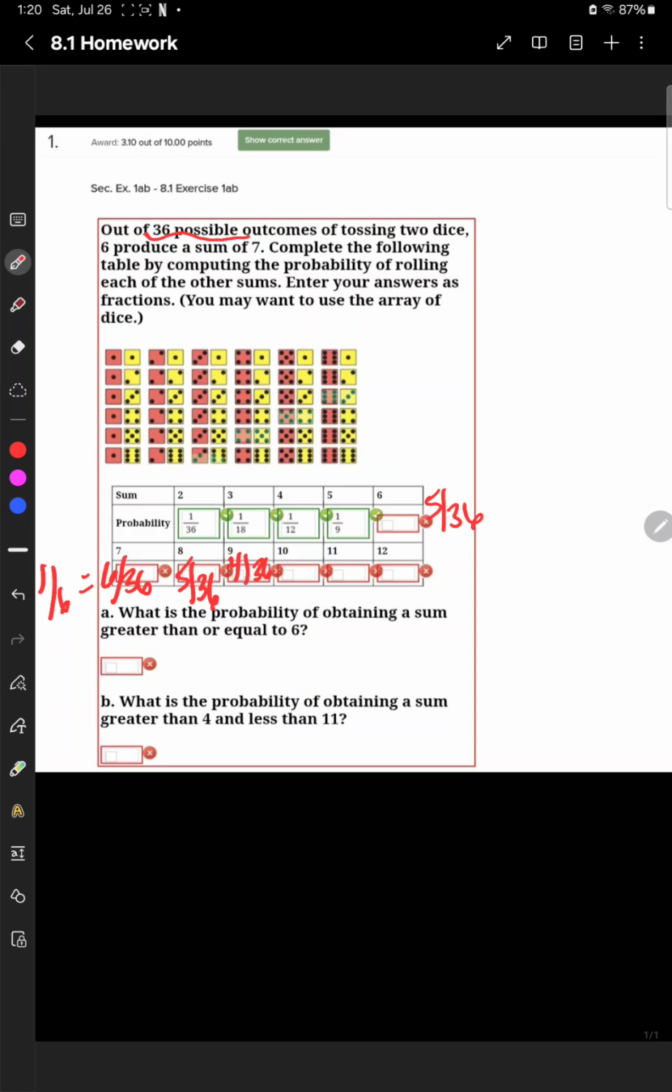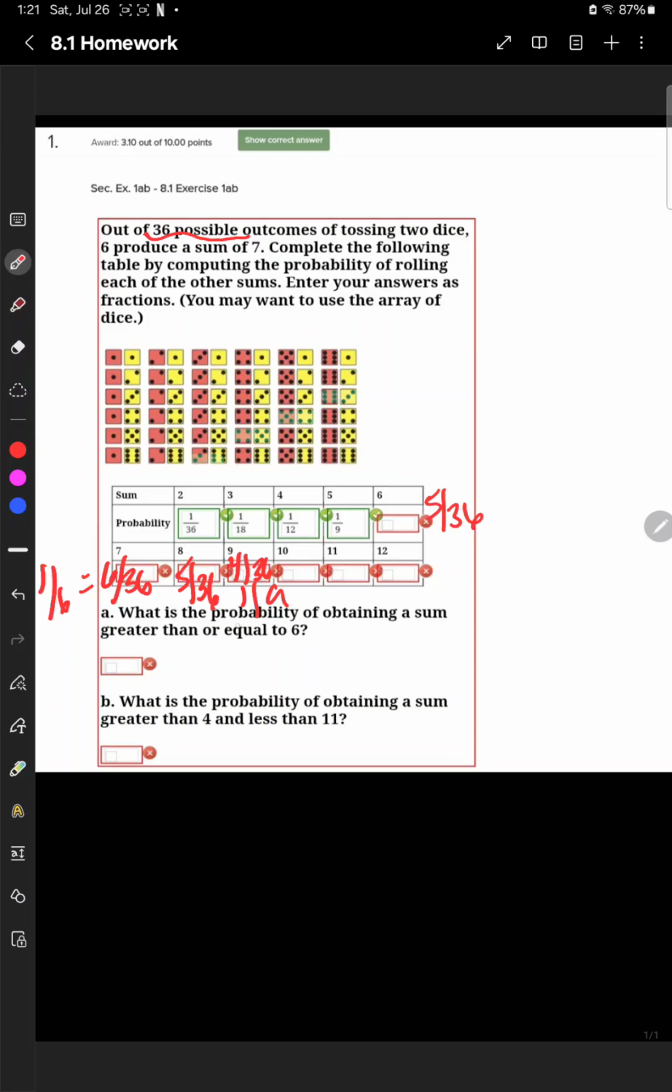When you have 4 out of 36, does anyone know what that reduces down to? Sorry, I felt a really big yawn coming out. 4 out of 36 reduces down to 1 out of 9. And you keep going. And that's all you were doing.